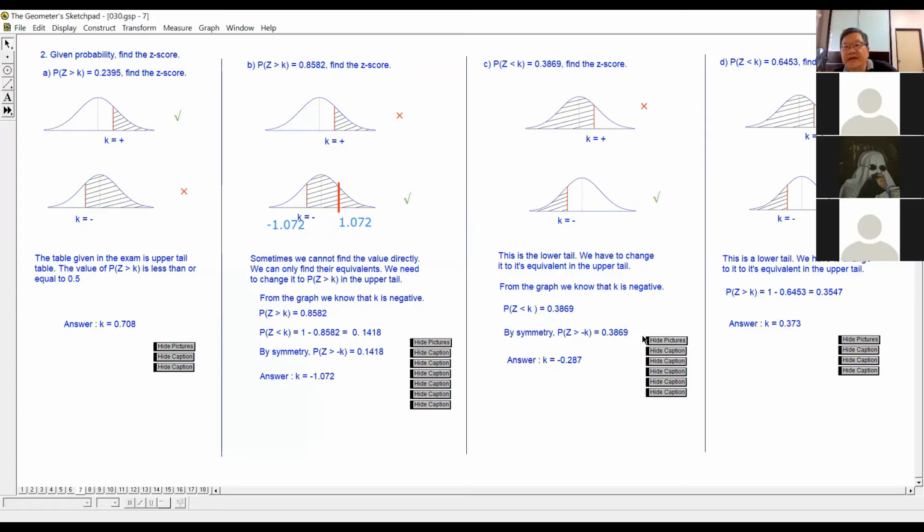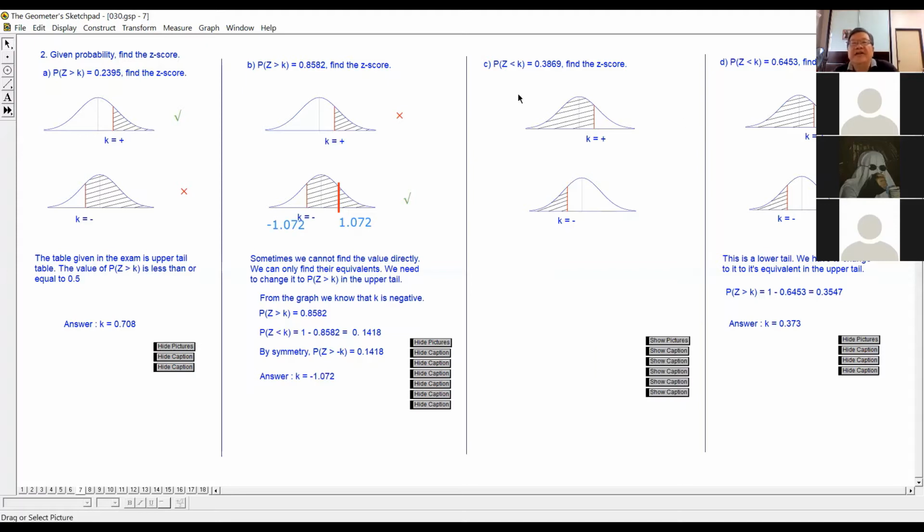We look at part C here. Okay, part C: the probability of Z less than K is 0.3869. Find the Z score. Now, first of all, you must determine where the K is. K is positive or K is negative. Then only we can proceed.